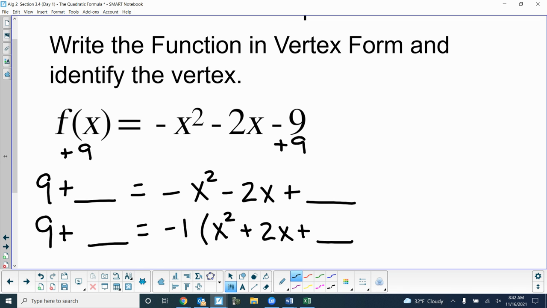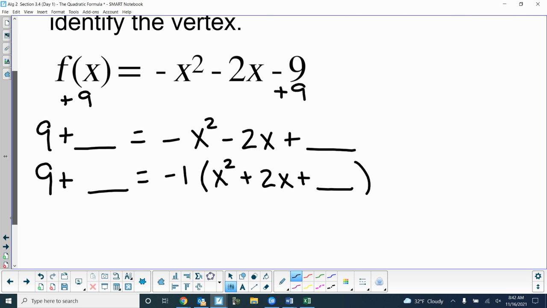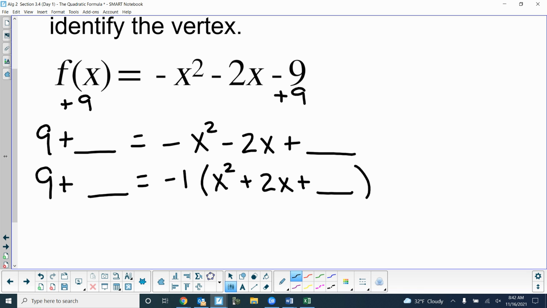It's still always plus blank. Okay? So there's what it looks like now. What goes in my blank? Just 1, yeah. B is 2, divided by 2 is 1, and 1 squared is 1.